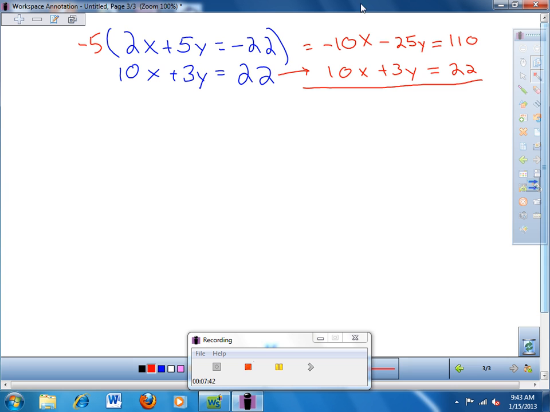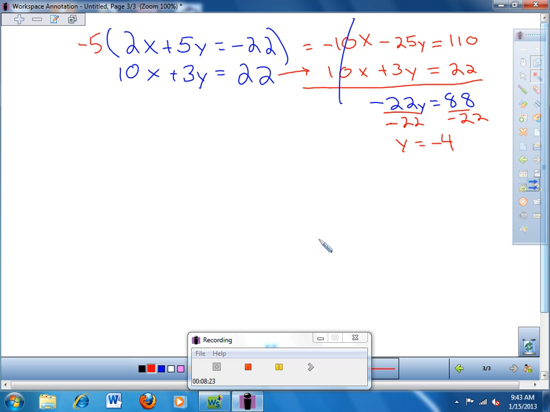So now I have a negative 10 and a positive 10, and those I can cancel out. They add up to 0. Then I have negative 25 plus 3, which is negative 22y equals, and this works out to 88. And so then I divide by negative 22, and I get that y equals negative 4. See what I did?